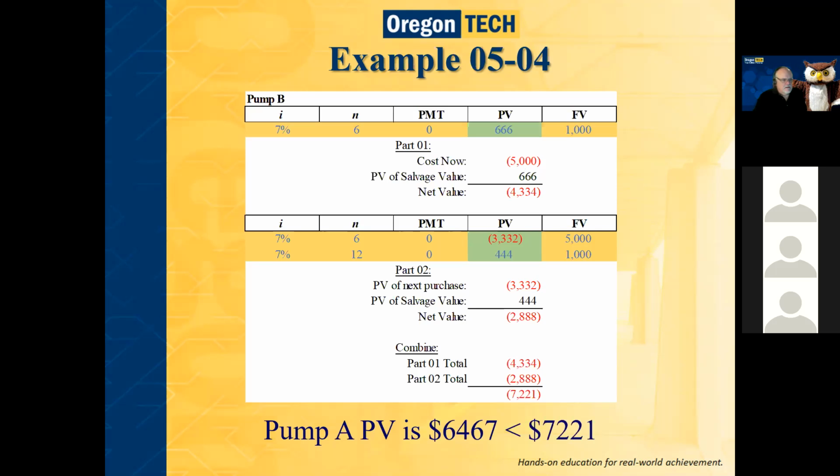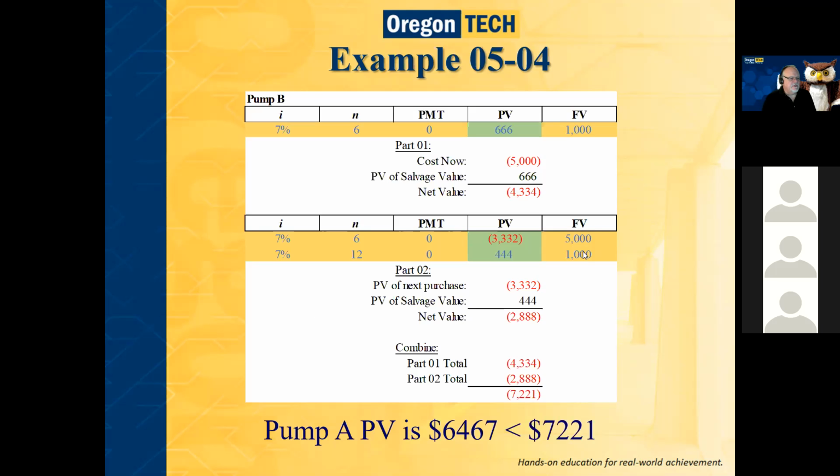The second part, because you're going to tack on and assume that you can do exactly what you did today in 6 years, for the same price, same salvage value, everything. So, the present value of the next purchase. Basically, in 6 years, after the first pump wears out, you're going to have to go out and buy a new machine for $5,000. The present value of that $5,000 out there is $3,332. I use a present value function, which I'll pull up in a minute.